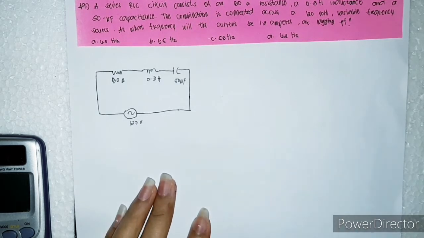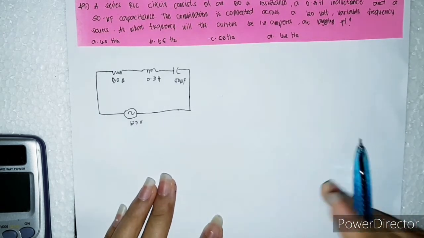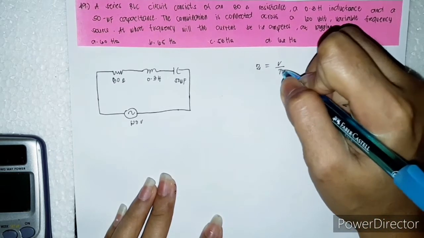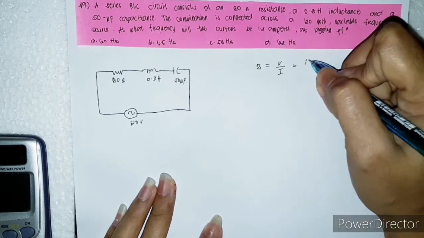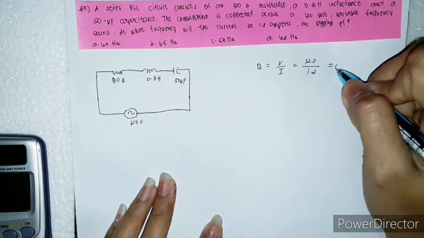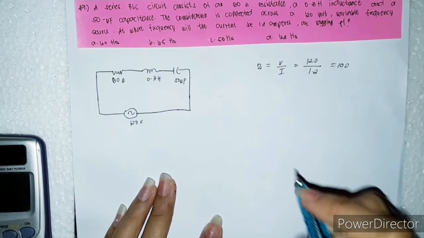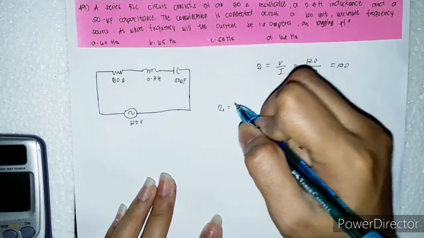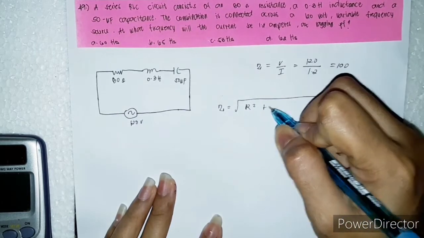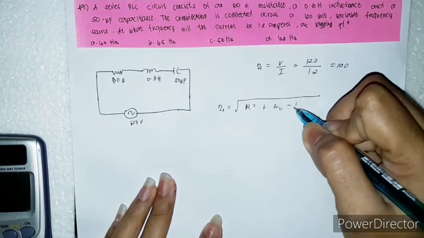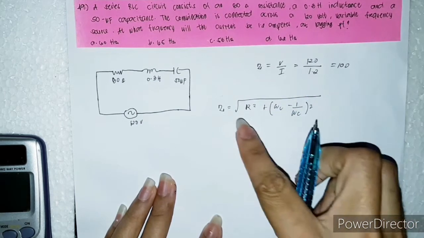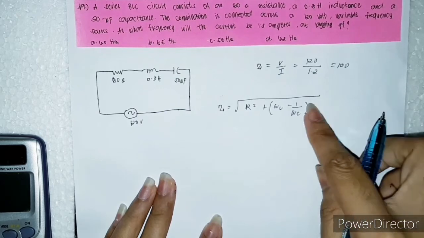First, let's find the value of our impedance using this formula. Z is equal to voltage over current. Our voltage is 120 over 1.2, so we have 100 for our impedance. Then using this formula, Z is equal to square root of R squared plus omega L minus 1 over omega C squared. Now we'll be able to find the frequency using this one.